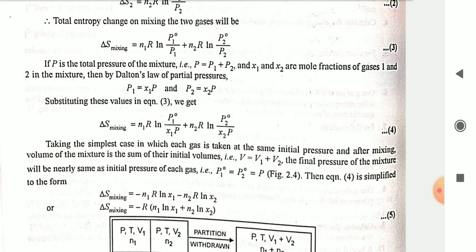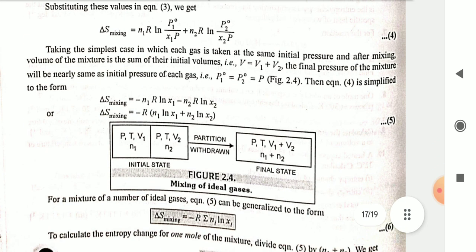Taking the simplest case in which the gases are taken at the same initial pressure and after mixing the volume of the mixture is the sum of their initial volumes, V is equal to V1 plus V2. The final pressure of the mixture will be nearly the same as the initial pressure of each gas. P1 naught is equal to P2 naught is equal to P. The equation fourth is simplified as delta S of mixing is equal to minus R N1 ln X1 plus N2 ln X2. Consider equation fifth.